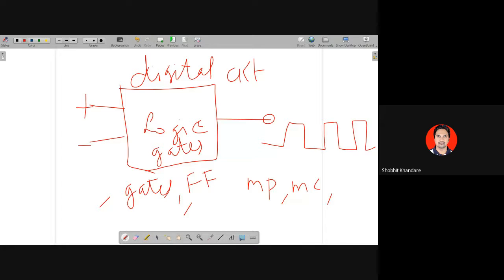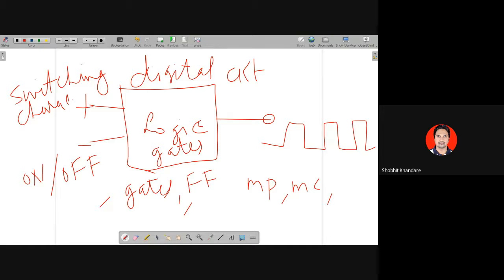So this digital circuit, if you do some analysis, you will find that it follows the switching characteristics. Switching characteristics means here you will have either on or off. So that is why it is called switching. You'll go from 1 to 0, or you'll go from 0 to 1. There is no other third option. So your digital circuit will follow the switching characteristics.